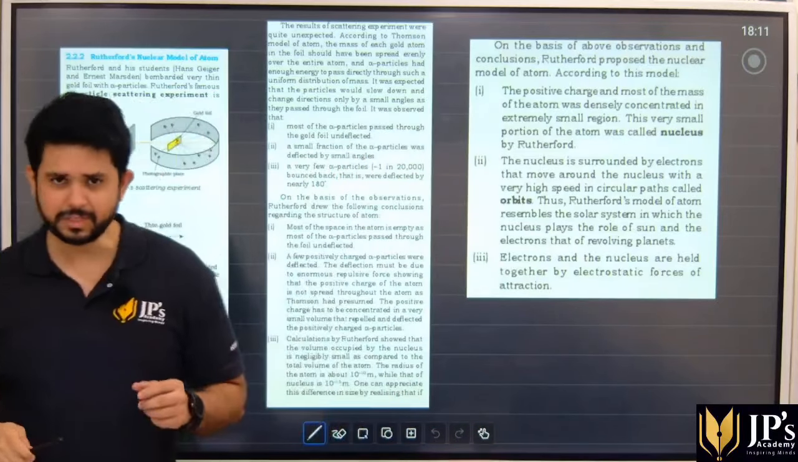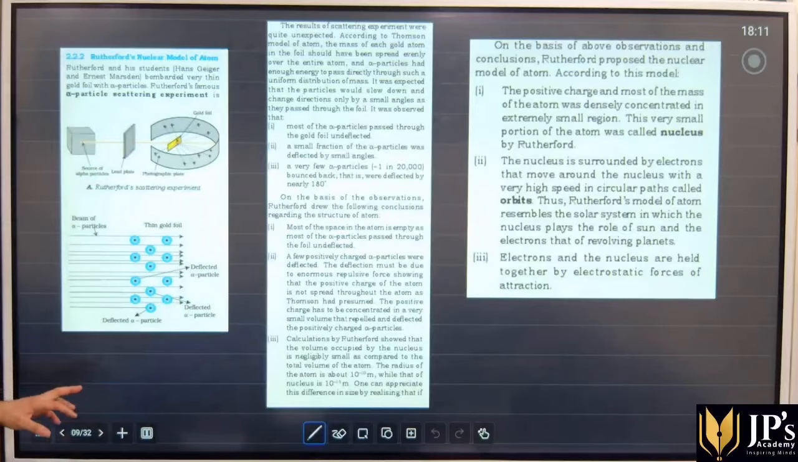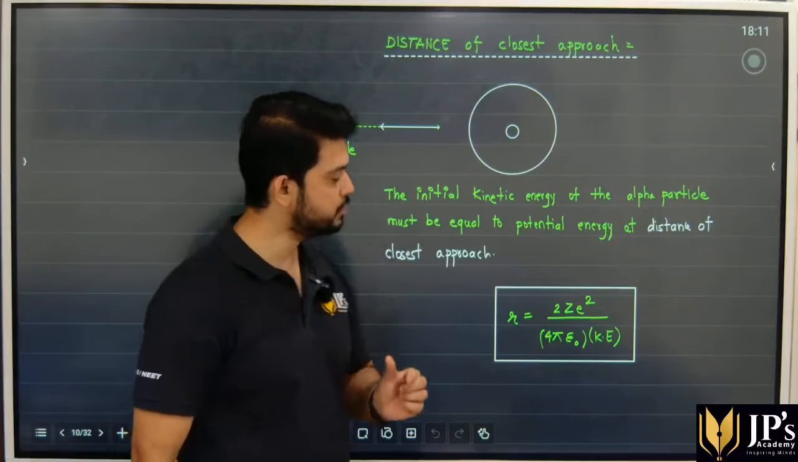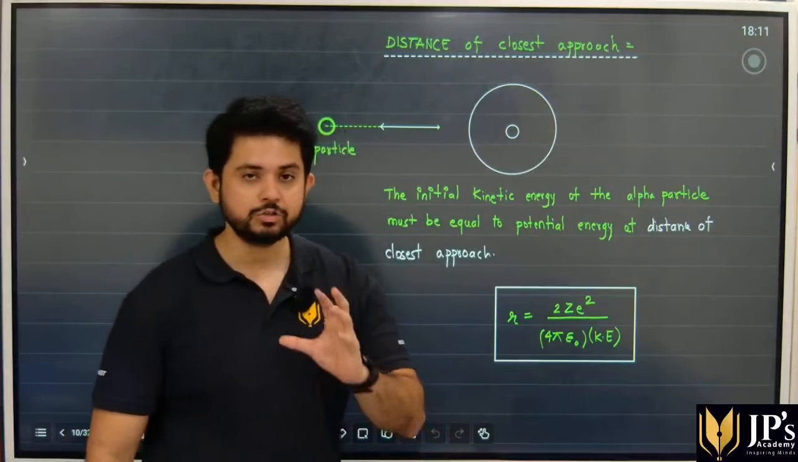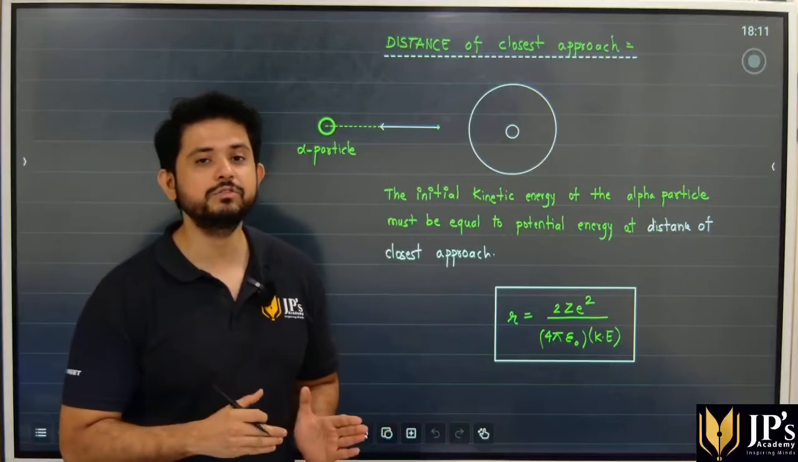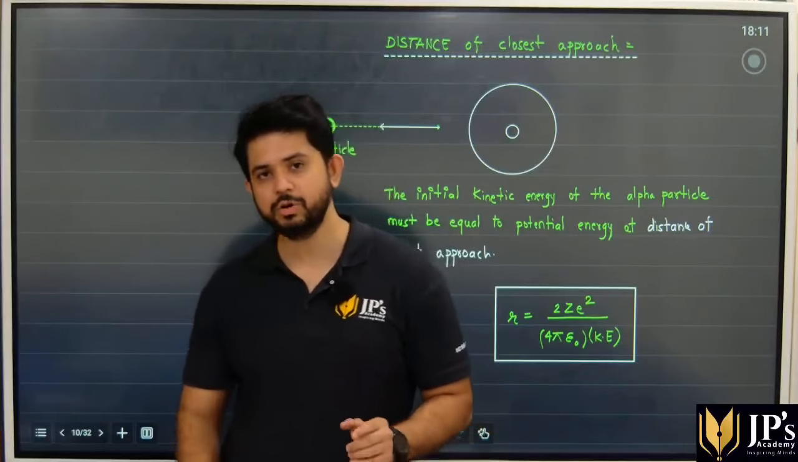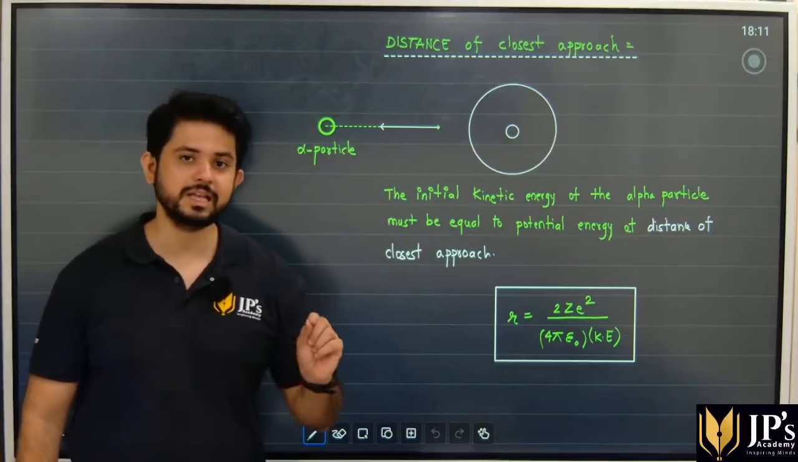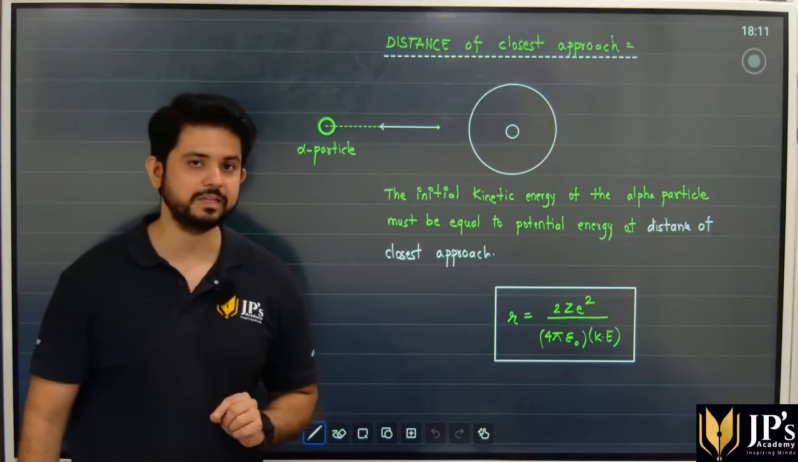Along with that, Rutherford's gold foil experiment also gave us something called the distance of closest approach. Students, this was used to even find the size of the atom. The size of the nucleus is somewhere around 10 raised to minus 15 meters, and the size of the atom is around 10 raised to minus 10 meters.